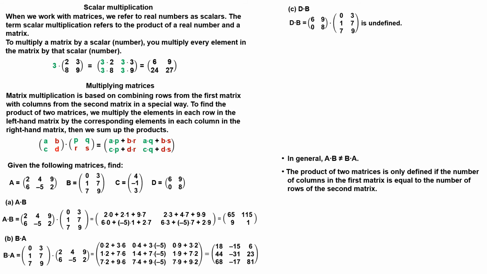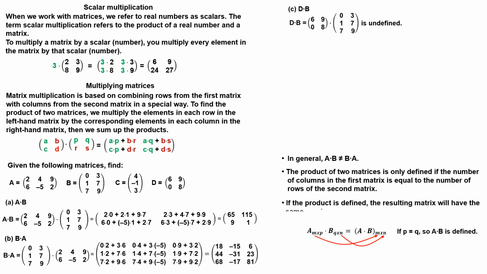An easy method to determine whether two matrices can be multiplied together would be to check the order of the matrices. If the middle values match, the multiplication is defined, and the two outer numbers are the size of the result A times B. If the product is defined, the resulting matrix will have the same number of rows as the first matrix and the same number of columns as the second matrix.